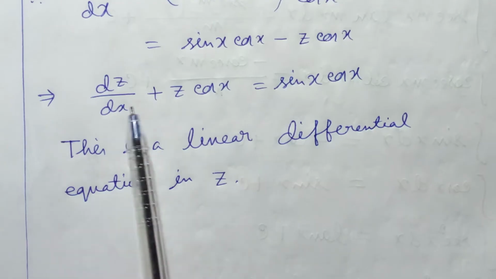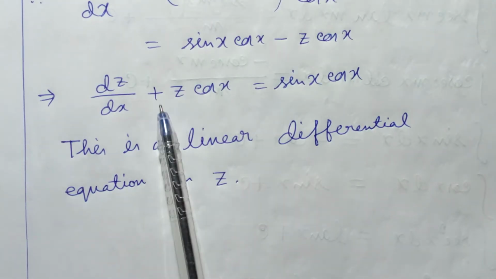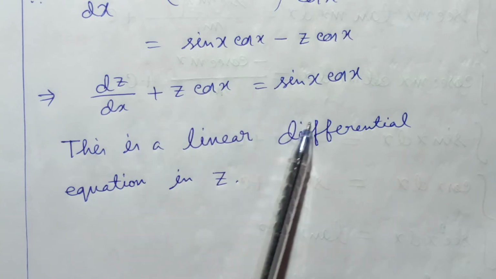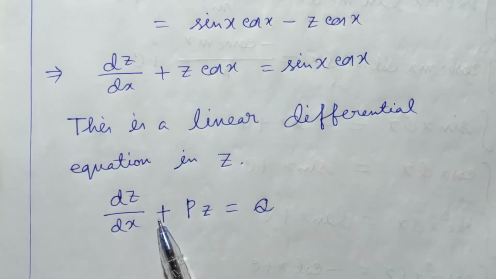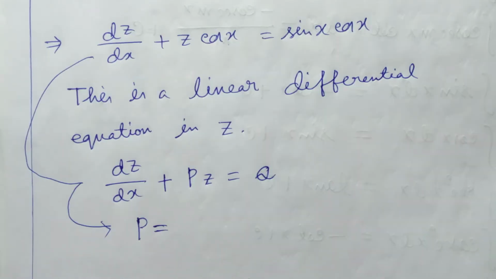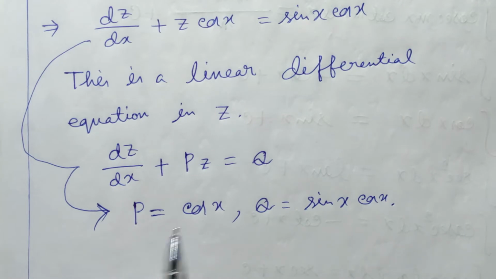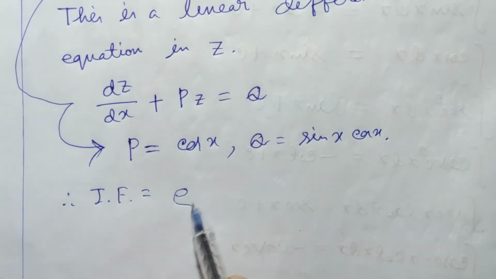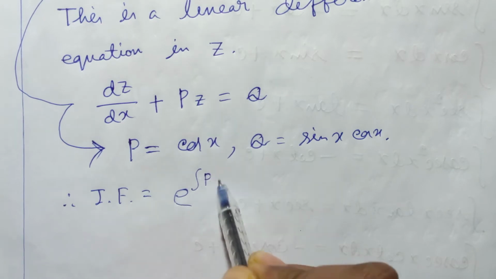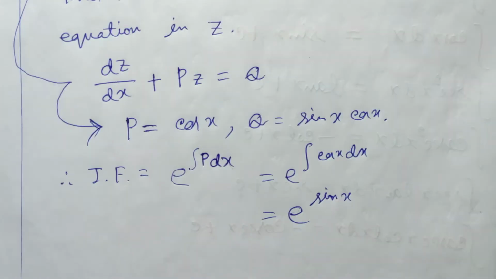If we compare this equation with the standard linear differential equation in z, that is dz by dx plus pz is equal to q, where p and q both are functions of x only, then we get p is equal to cos x and q is equal to sin x cos x. Therefore the integrating factor is e to the power integration p dx, which is ultimately giving e to the power sin x.